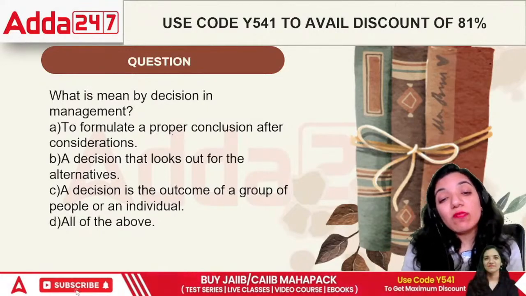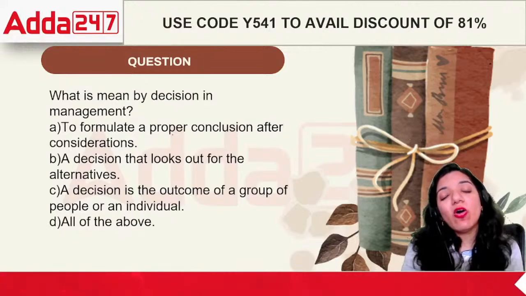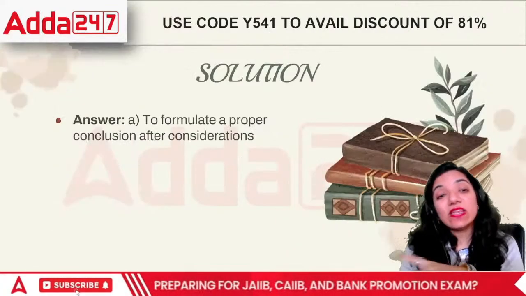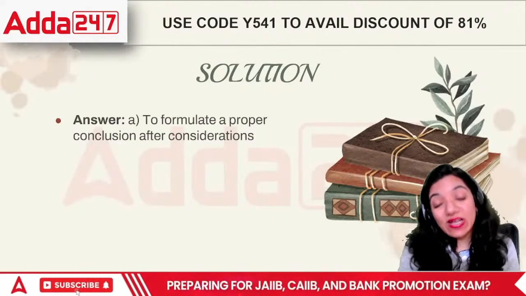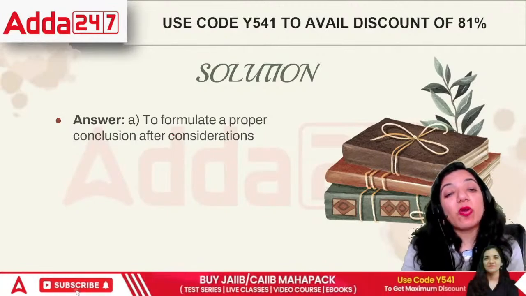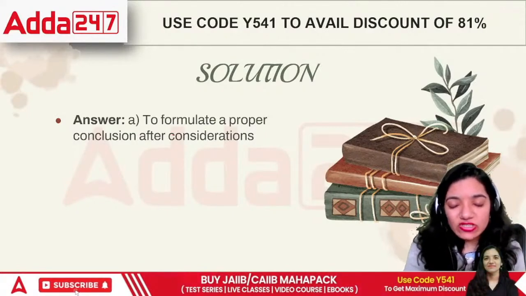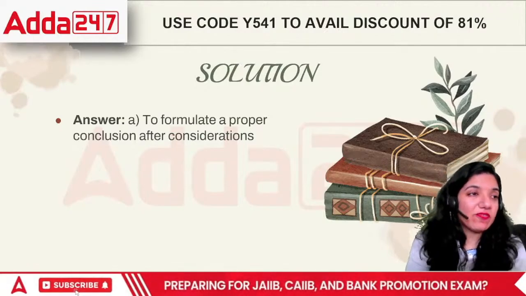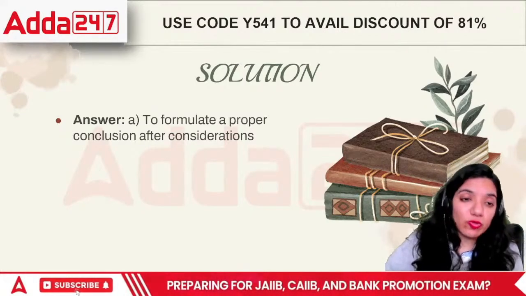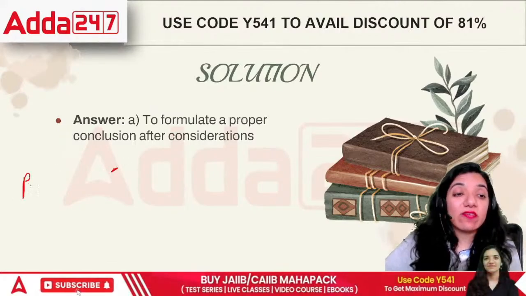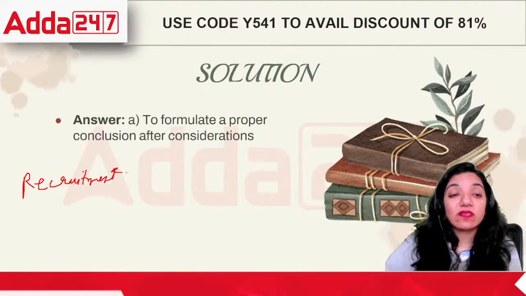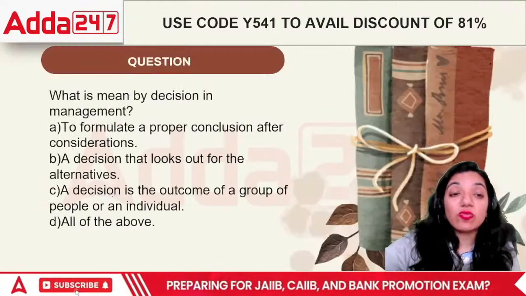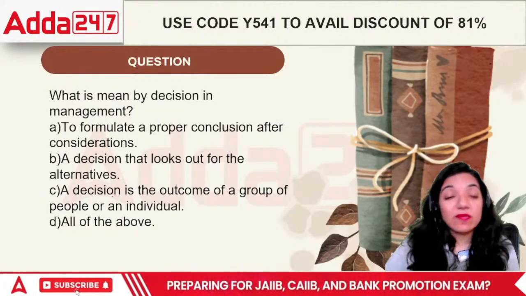Decision is the outcome of the group of people or an individual. So, in this case, the first question, the answer is A, to formulate a proper conclusion after consideration. We are trying to conclude things. We are trying to end up. For example, if I say I would like to recruit more people, so I would give a specific reasoning to it and I'll get done with it. Right? This is what the decision making means.